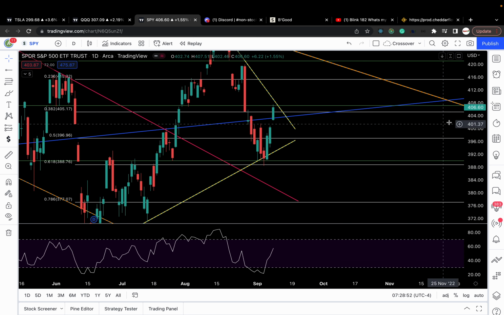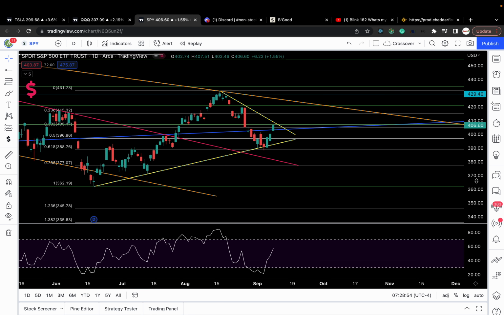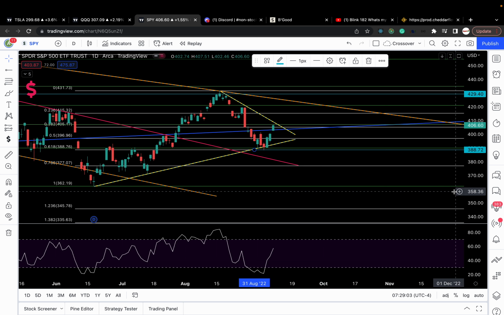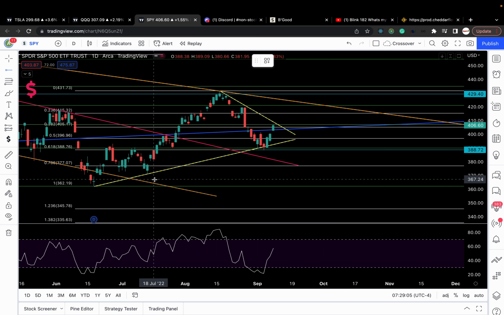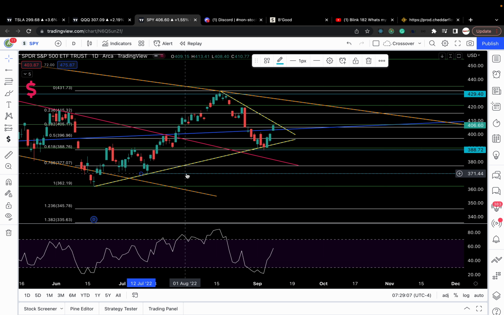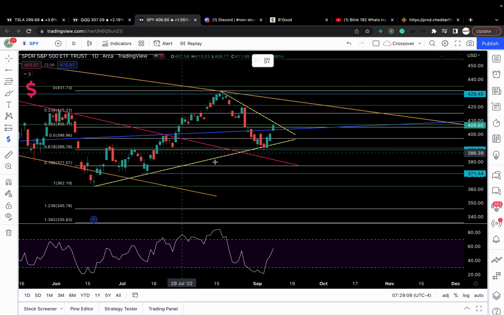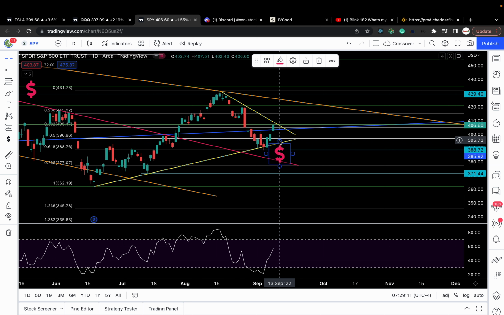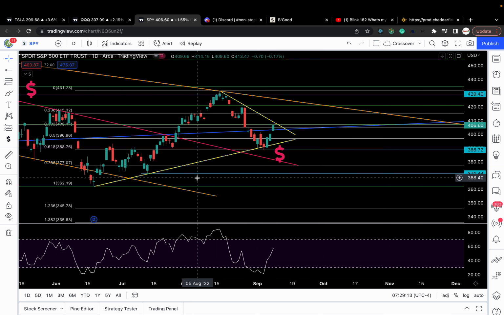So when we look at this chart now, where are all our areas of liquidity? Where are our AOL levels? We look here. We got a peak low right there. Boom. That's one. We got another peak low right down here. That means there's money there, guys. There's money there. There's money here.